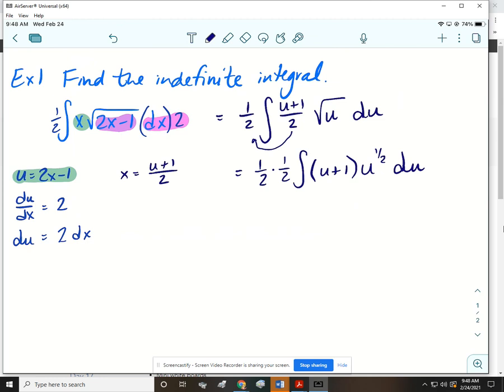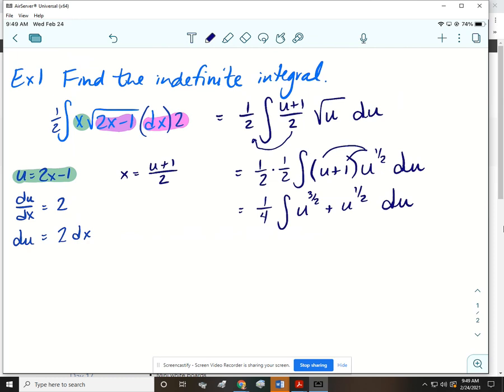Okay, now I still have some things I need to do before I can find the integral, because remember, there is no power or product rule for integration. So I would go ahead and multiply those 1/2s together. And then I'm going to need to distribute the u to the 1/2. Right, so don't forget that, I know this is like back in Algebra 1, but when you multiply, you add the exponents, so I'd add 1 and 1/2 and get 3/2. And then 1 times u to the 1/2 is u to the 1/2.